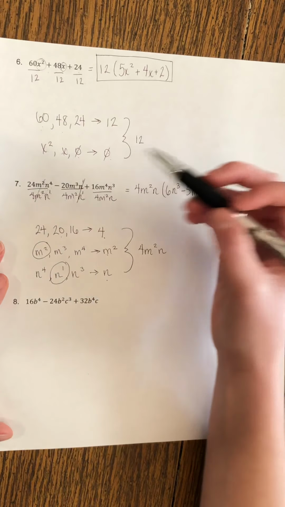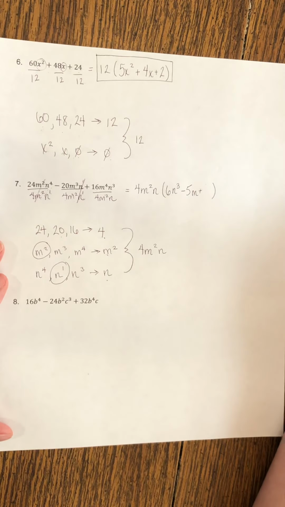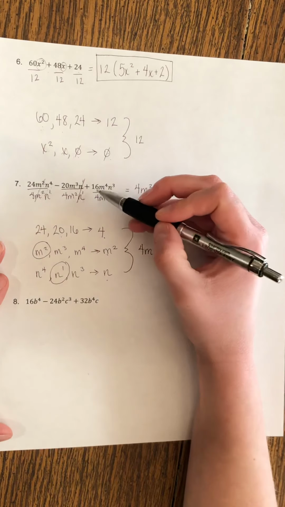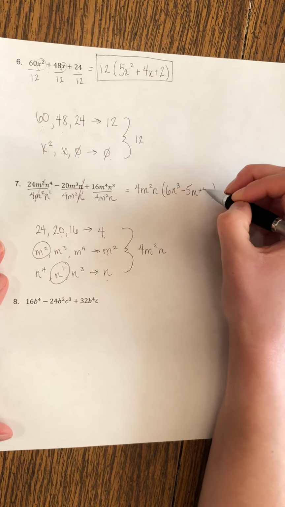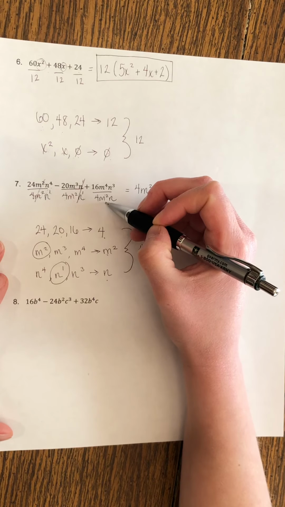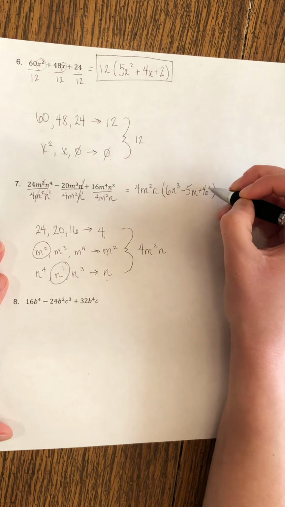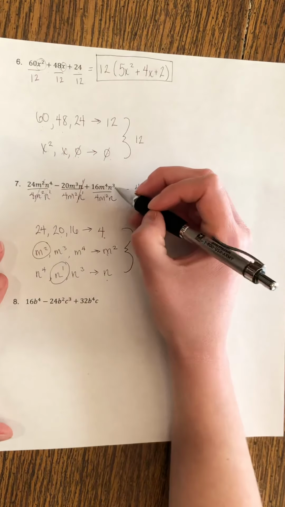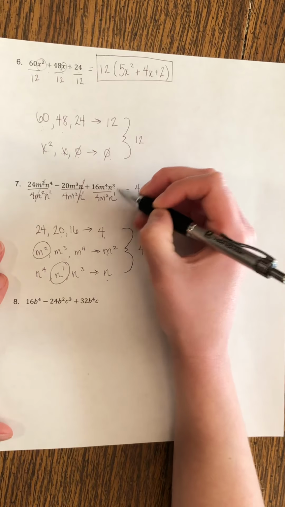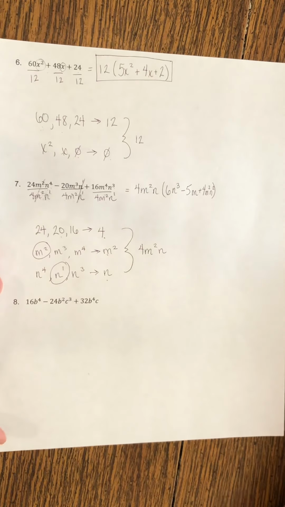And then lastly, I'm going to put the plus sign and do the process one more time, which is going to give me 16 divided by 4 is 4. m to the fourth divided by m squared, 4 minus 2 is 2. n cubed divided by n, or 3 minus 1, will give me n squared. We have one more example.